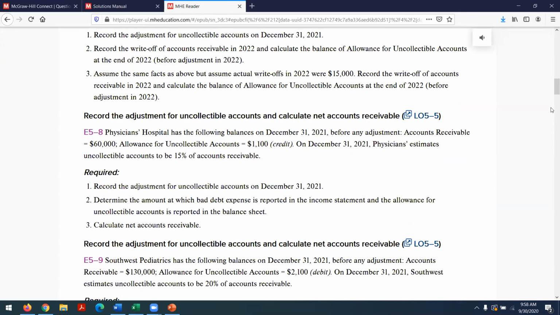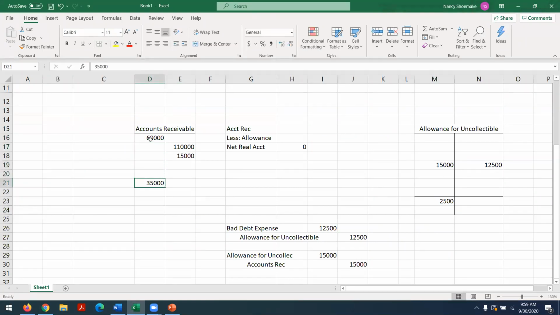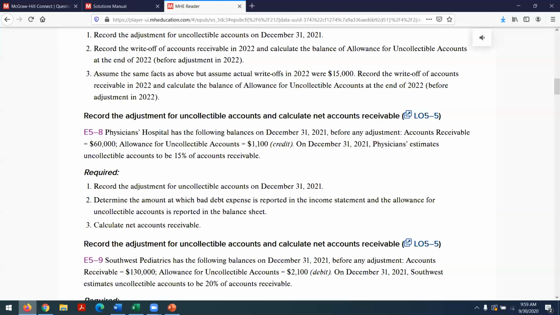Physicians Hospital has the following balances. It has accounts receivable of 60, and it has an allowance for uncollectibles, a credit of 1,100. So this is 60 and this is a credit of 1,100. On December 31st, Physicians estimates uncollectible accounts to be 15% of accounts receivable. Record the adjustment for uncollectible accounts. Determine the amount at which bad debt expense is reported in the income statement and the allowance. And calculate the net accounts receivable.